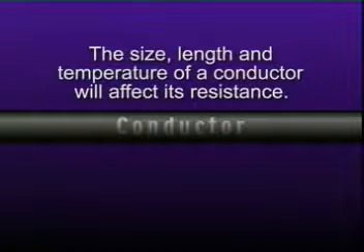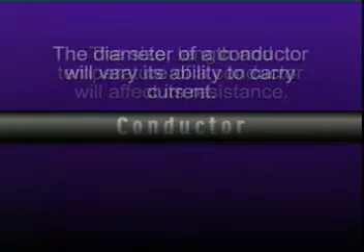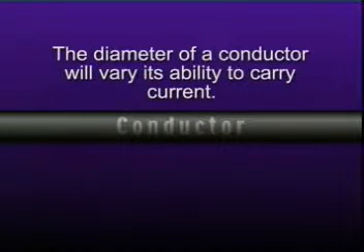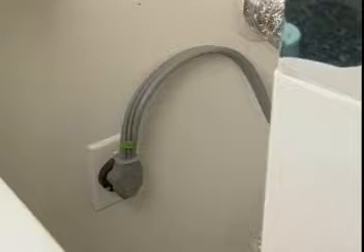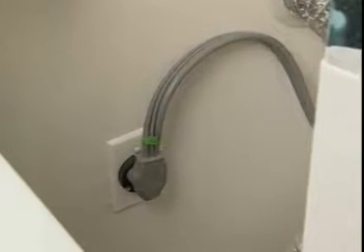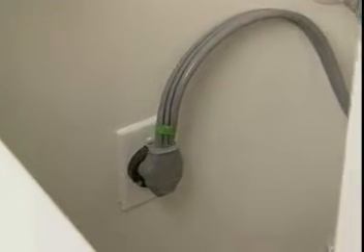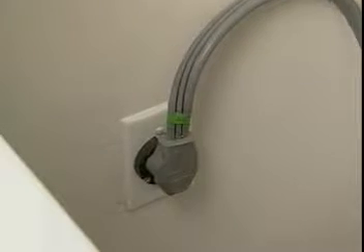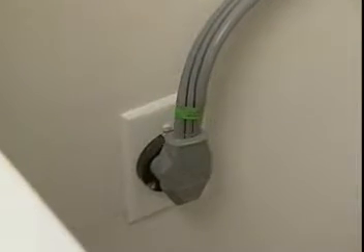Let's take a look at these one by one. The diameter of a conductor will vary its ability to carry current. If you look at the major appliances in your home, you will see that the electrical cables are larger in diameter than those found on smaller appliances. These cables will have less electrical resistance and allow more current to flow.